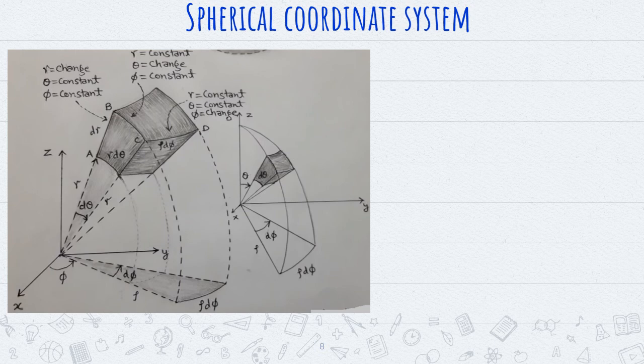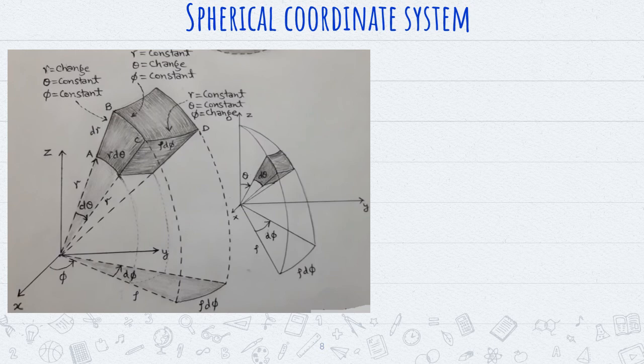This side AB is a radius side. That means from the origin O you put a dotted line towards that point, and it is nothing but the radius r. So this side AB is the dr side, along the radius. In this side, r changes whereas theta and phi are constant. That is about the first side.